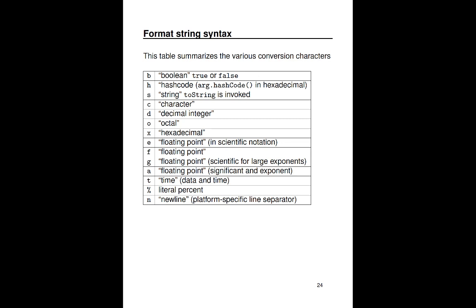You can also use conversion characters like %h to get the hash code of an object, or %t to get some aspect of the date and time. You can say %% for the literal character percent in your format string, and %n for new line, which will be the platform-specific line separator.